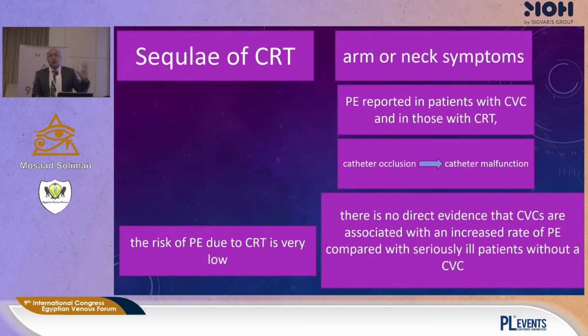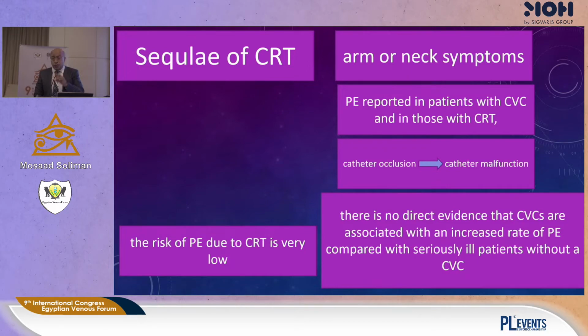So what are the sequelae of catheter-related thrombosis? One of three things would happen. First is the development of symptoms, which is less common than being asymptomatic. The majority are asymptomatic. The second is the development of pulmonary embolism, which is a very important issue. And the last is catheter malfunction. The most important is the pulmonary embolism.